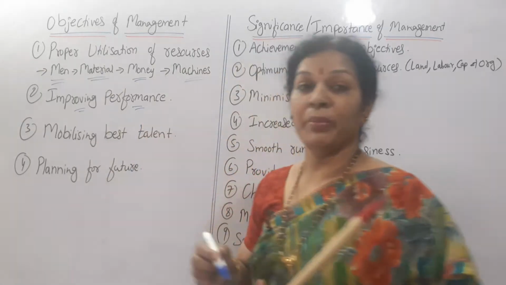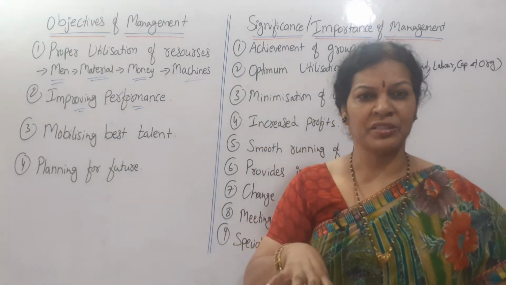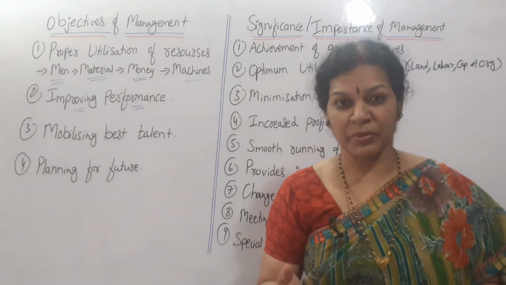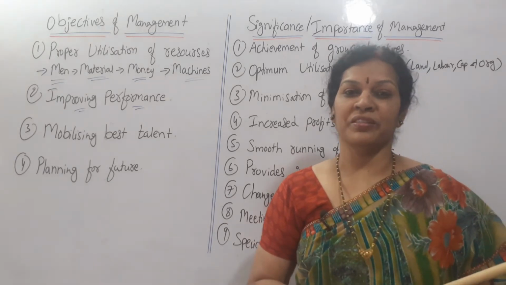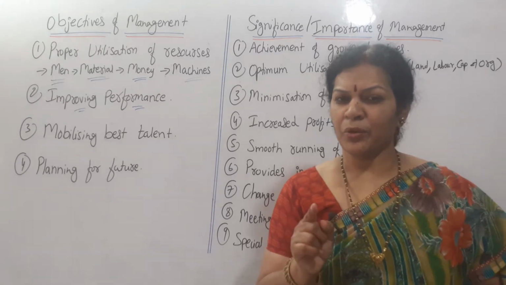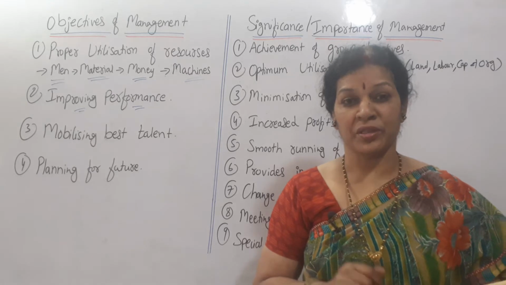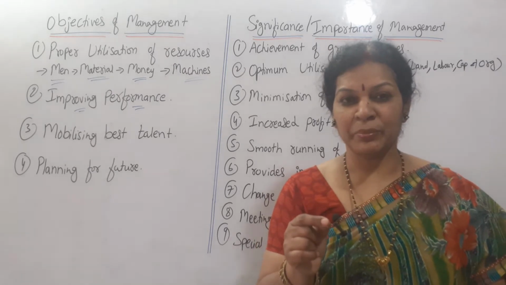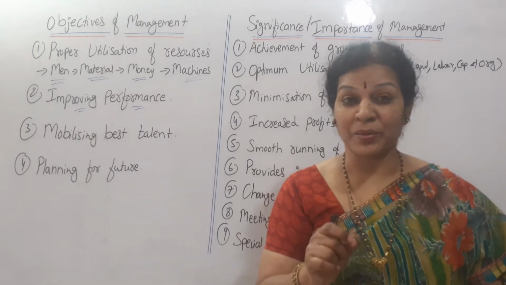And once proper utilization of these resources is covered, the next objective is improving performance. Improving the performance of the employees, or the total organization performance, or organization activities performance. How can we improve the organization performance? By earning profit. How do we earn the profit? By selling more goods. How can we sell more goods? When we keep the price low. And how can we keep the price low?